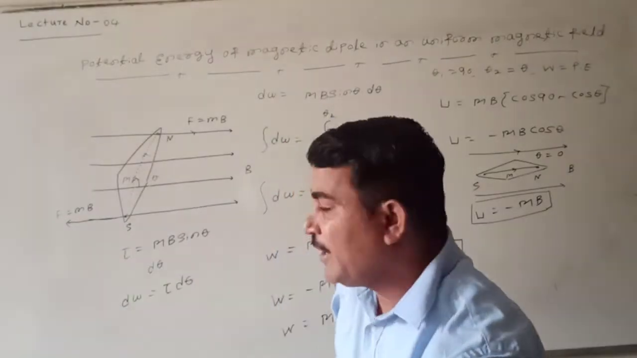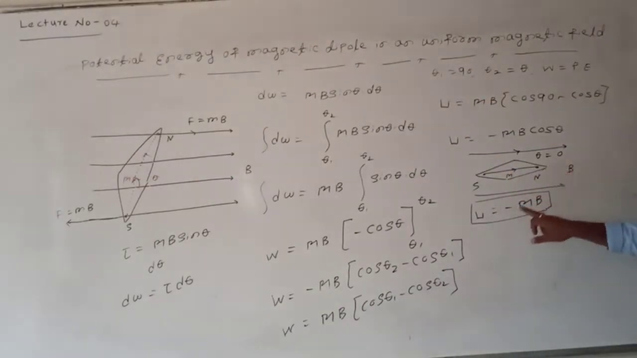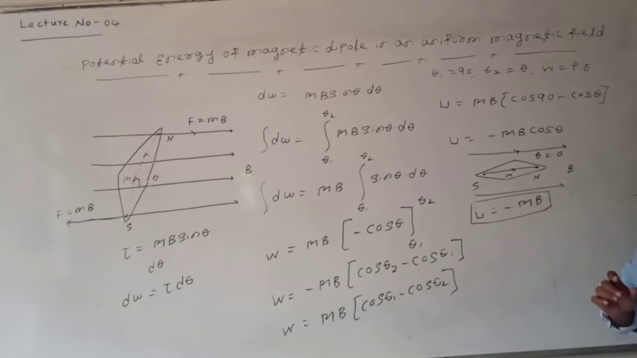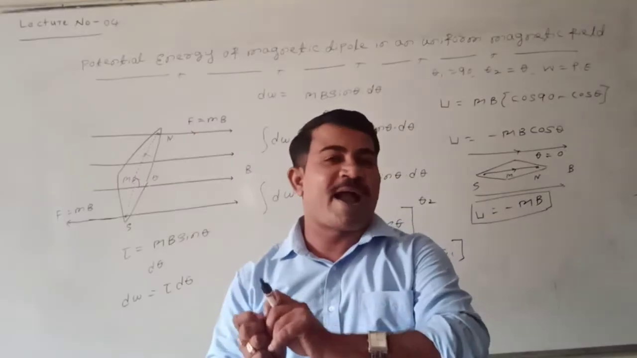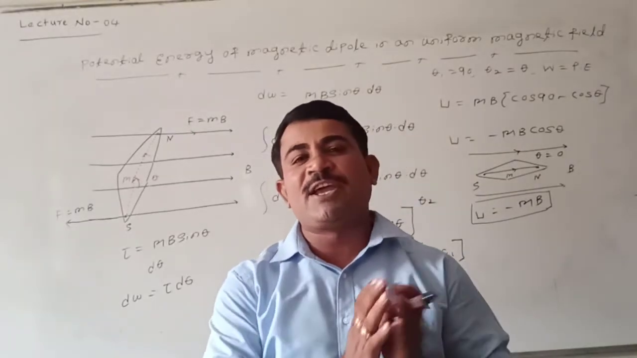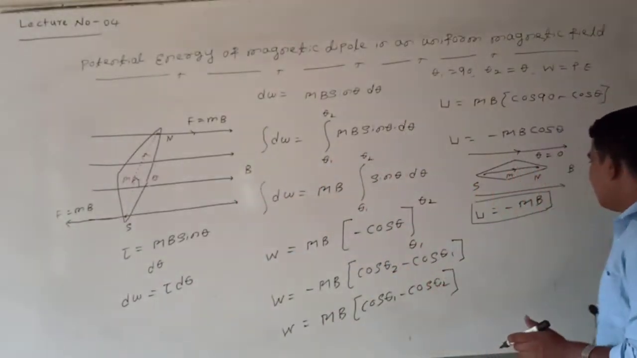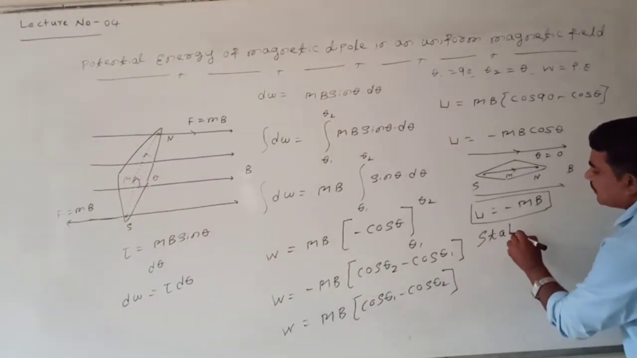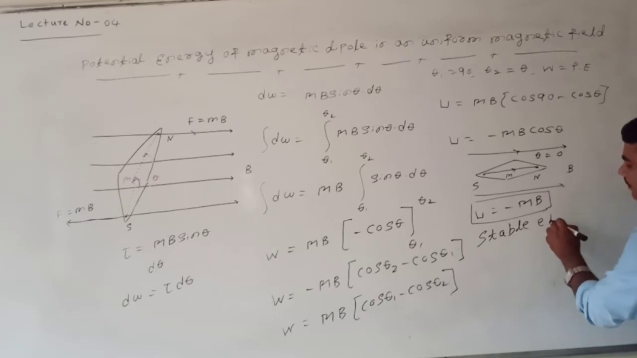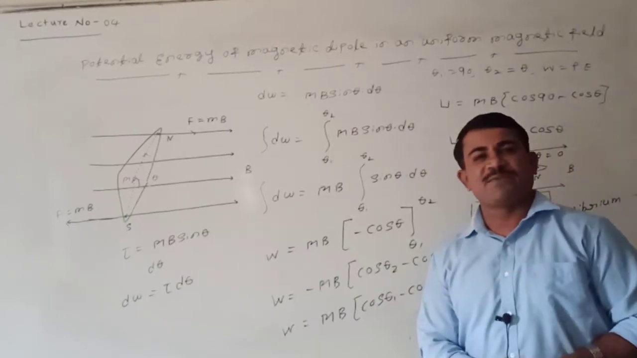I mean, when a dipole rotates from theta 1 is equal to 90 degree to theta 2 is equal to 0 degree, then this much energy must exist. This energy is the minimum energy, and this minimum energy condition must be stable equilibrium. When a magnetic dipole has minimum energy, you can call the magnetic dipole to be in stable equilibrium. So this is nothing but minimum energy, and this condition is called a stable equilibrium, because it has minimum energy. Are you following this?